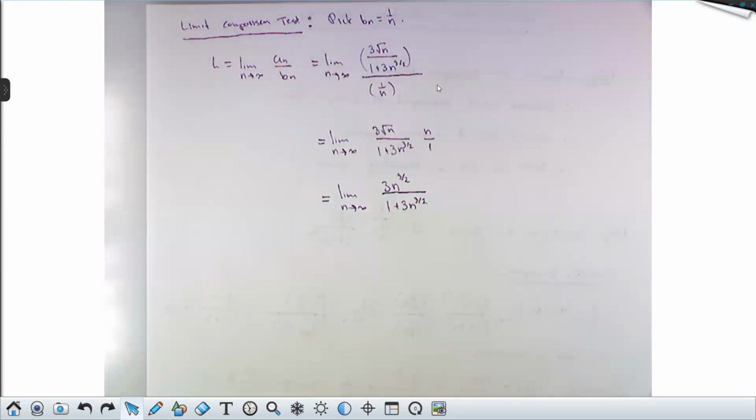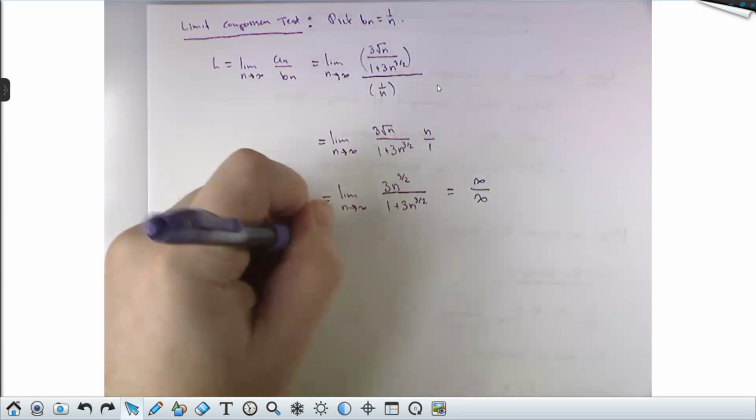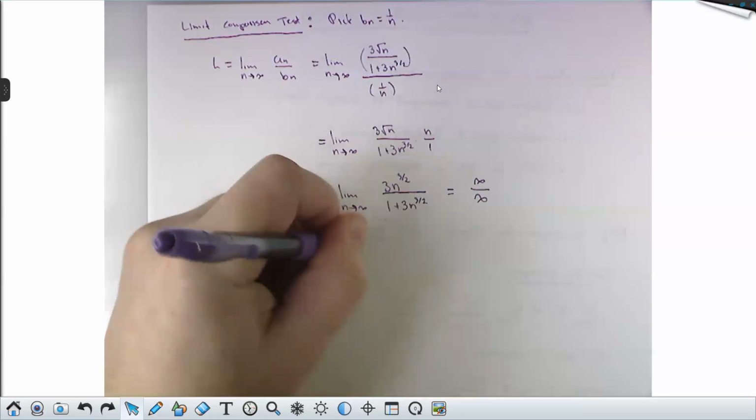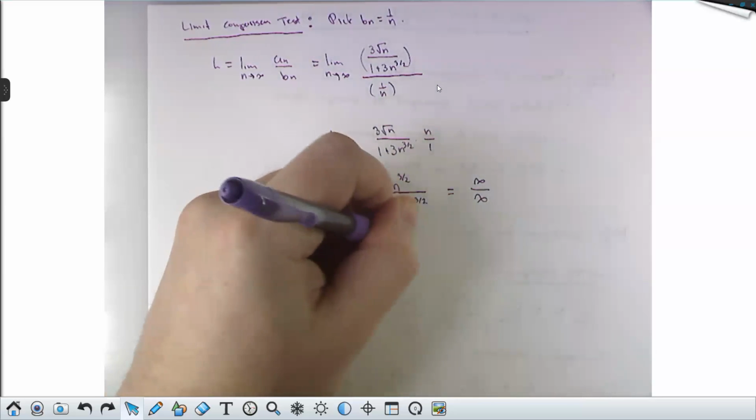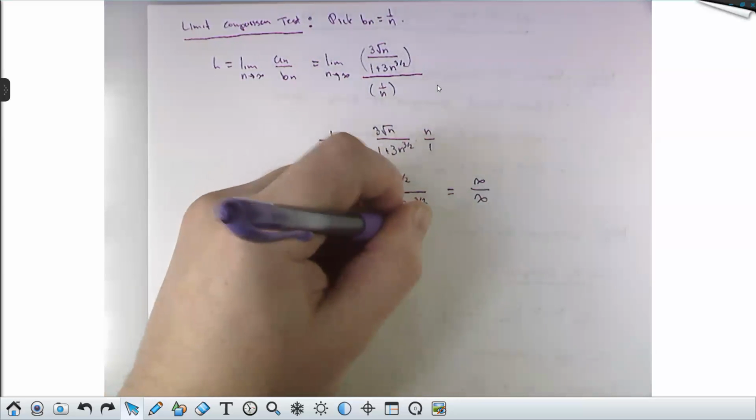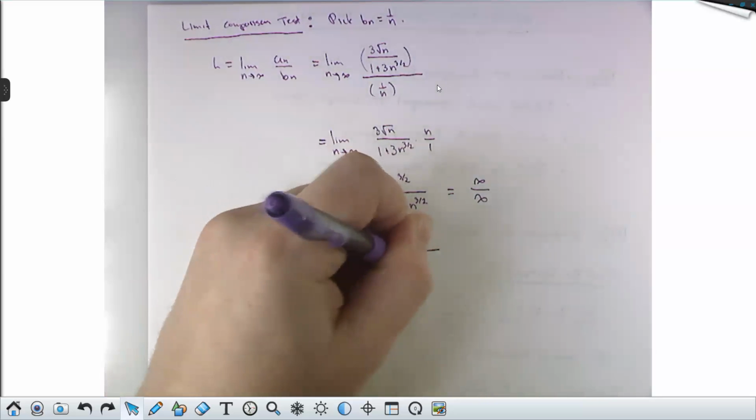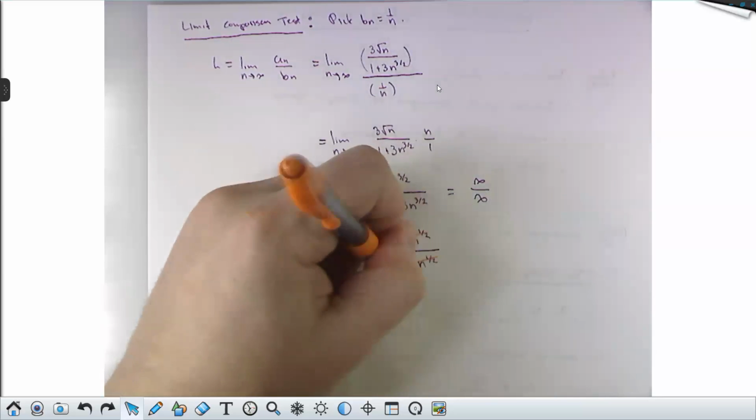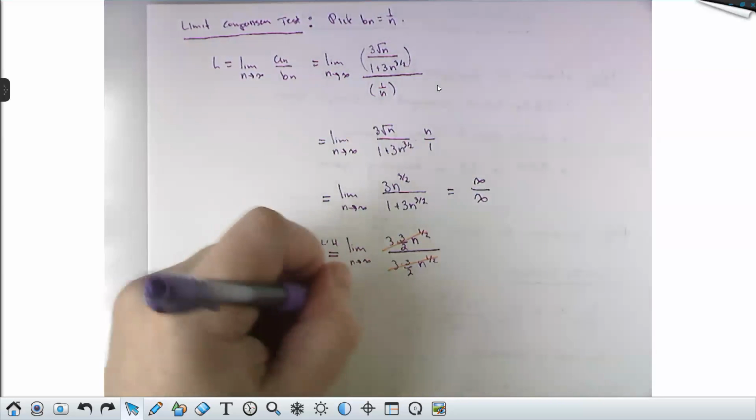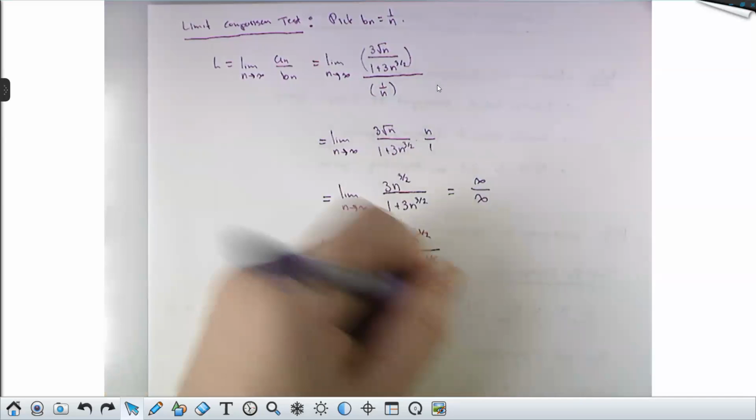And there's a bunch of ways to see that this limit is going to be 1. If you try to plug in infinity, you get infinity over infinity. So I think my fastest path here is probably a little L'Hopital. We get the limit as n goes to infinity of 3 times 3 halves n to the 3 halves minus 1, which is 1 half, divided by 1 differentiating to 0. We get literally the same thing, 3 times 3 halves n to the 1 half, and everything cancels. So we're taking the limit as n goes to infinity of the constant 1, which is just 1.